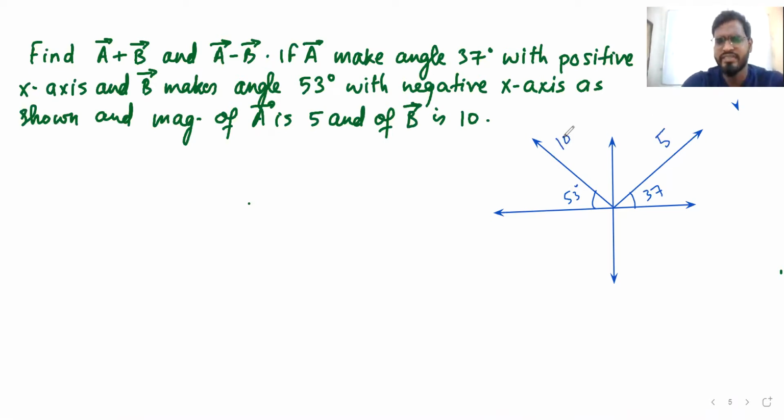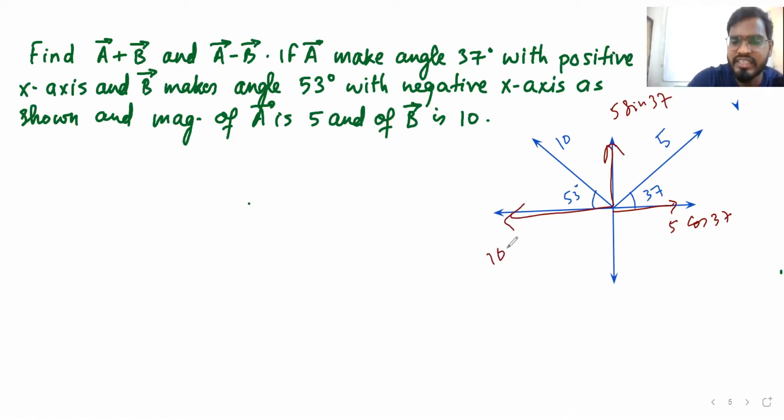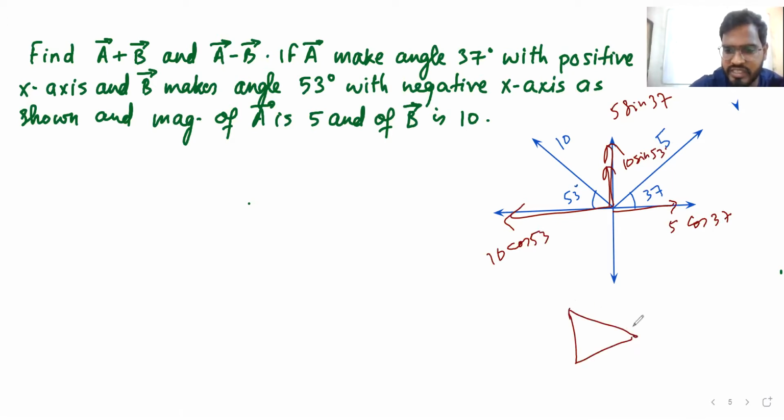Again, we know that if any vector is acting at an angle theta, then we are supposed to take its components. So we can say 5 cos 37 and 5 sin 37. Similarly, for the other vector, 10 cos 53 and 10 sin 53.